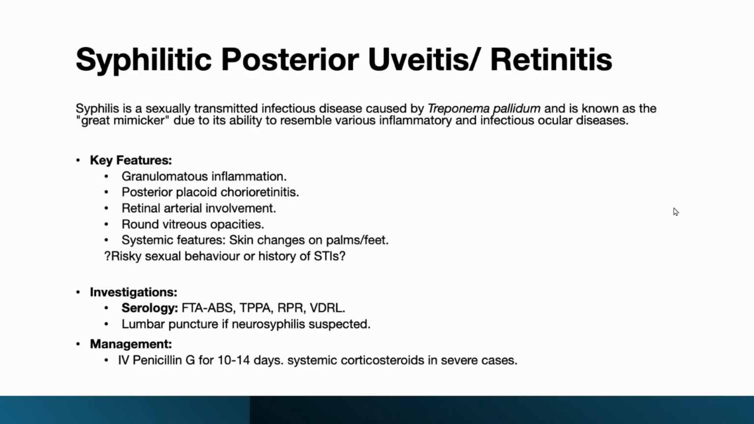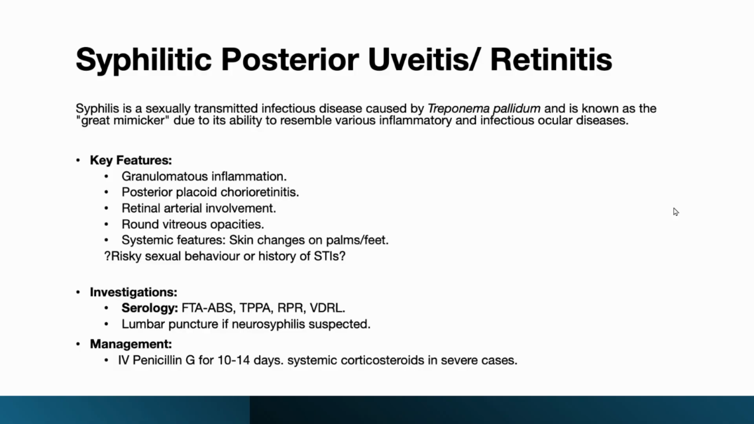Syphilitic posterior uveitis typically involves an infiltrative retinitis, often presenting with an appearance of the classic posterior placoid chorioretinitis, which is a boggy texture with a yellow colour. Other clinical features include retinal arterial involvement, round vitreous opacities, and disc edema. Given its wide variability, any suspicious form of uveitis should indicate syphilis testing.